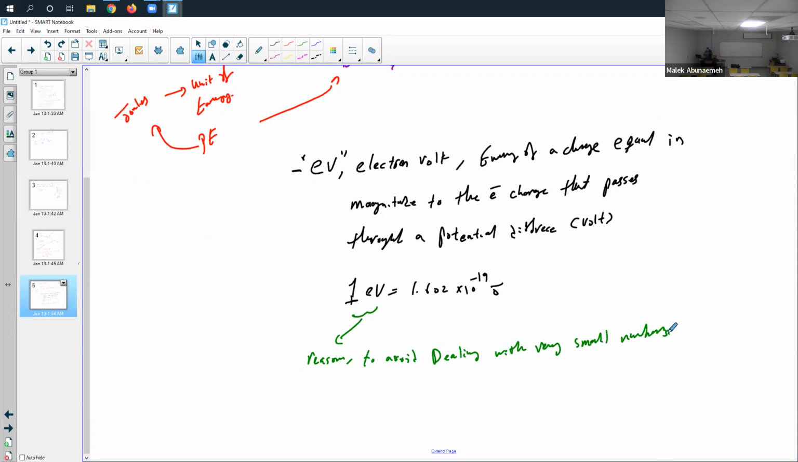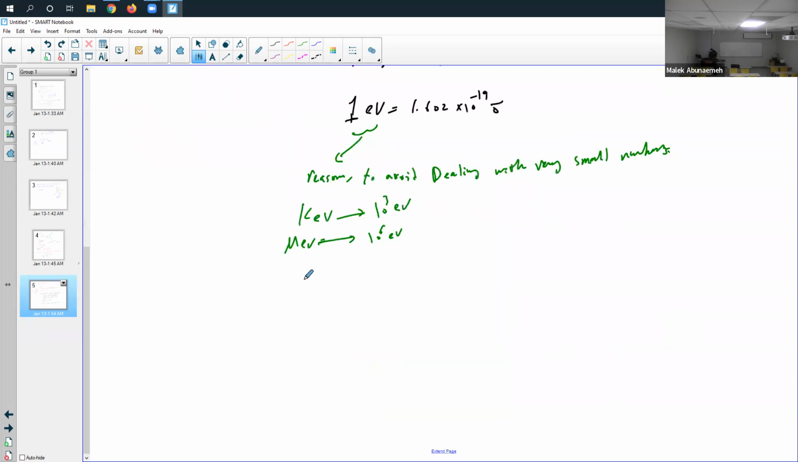We're going to be talking about how much it is in electron volts. And we're talking about keV, which is 10 to the 3 electron volts. MeV is going to be 10 to the 6 electron volts. GeV is 10 to the 9 electron volts, which is your giga electron volts.